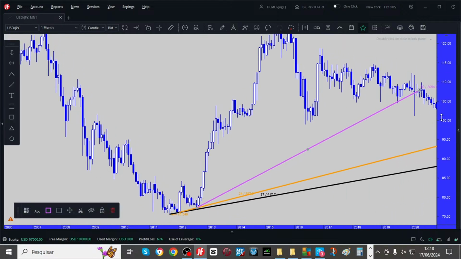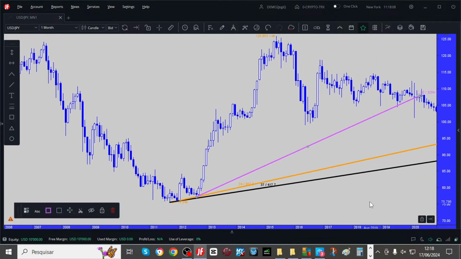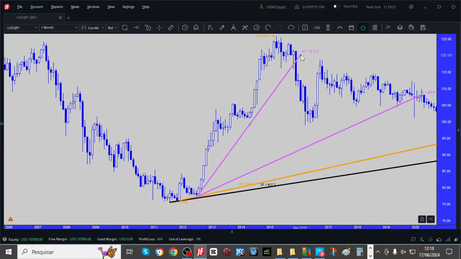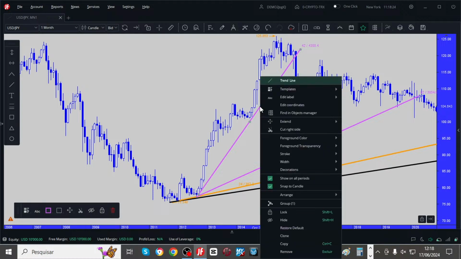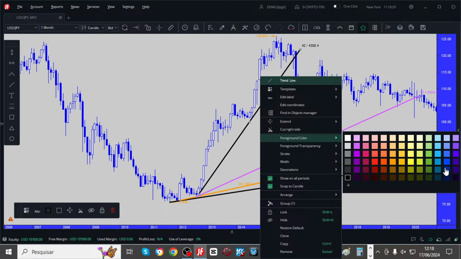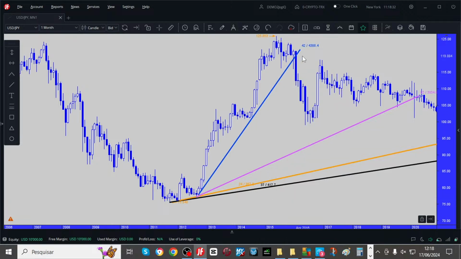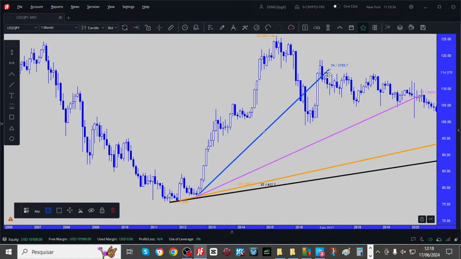So the black, one more time everybody, recap. The black one is the long-term trend line, the orange one is the medium-term trend line, the violet is the short-term trend line, and then you had what is called the aggressive one. Make sense? Make sense, everybody? The blue one is the aggressive one. Okay?